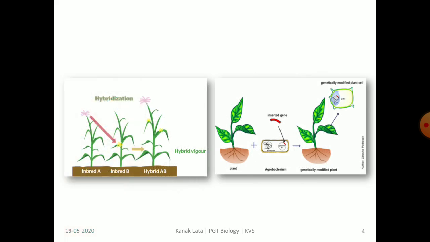The given figure shows hybridization and a genetically modified crop. Hybrid vigor may contain some desirable characters, whereas in a genetically modified crop, there is introduction of desired genes which alter the chemistry of DNA of the parent plant. As a result, a new crop, that is GM crop, genetically modified crop, is developed.